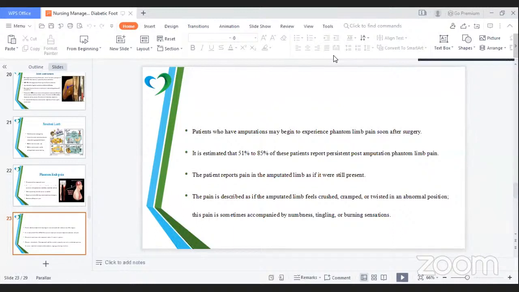Patients who have had an amputation may begin to experience phantom limb pain after surgery. About 51% to 85% of patients report persistent post-amputation phantom limb pain. The patient reports pain in the amputated limb as if it is still present. Sometimes it takes about 2 years until the patient understands or feels that this part is no longer in the body. The pain is described as if the amputated limb feels crushed, cramped, or twisted.